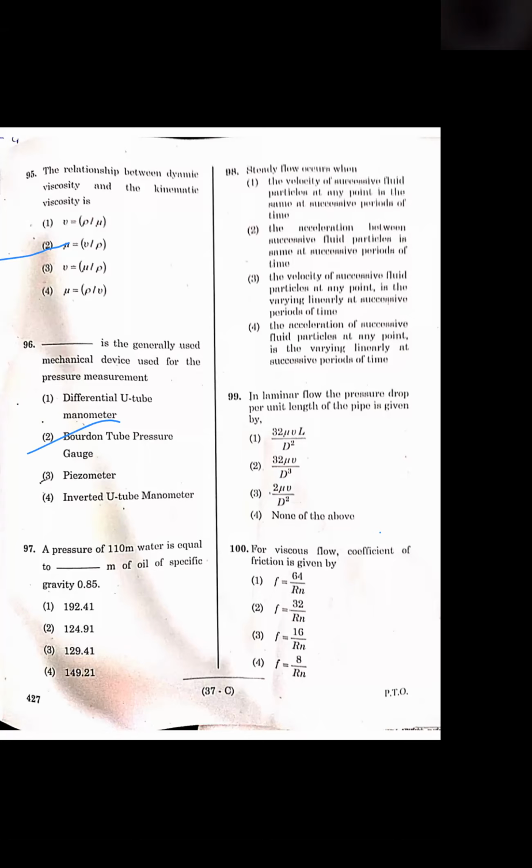The pressure of 110 meter water is equivalent to, it is 1 to 9.41. Steady flow occurs when the velocity of compressible fluid particle at any point is the same in successive periods of time. Then the laminar pressure drop per unit is the first one. It is 64 by Rn.